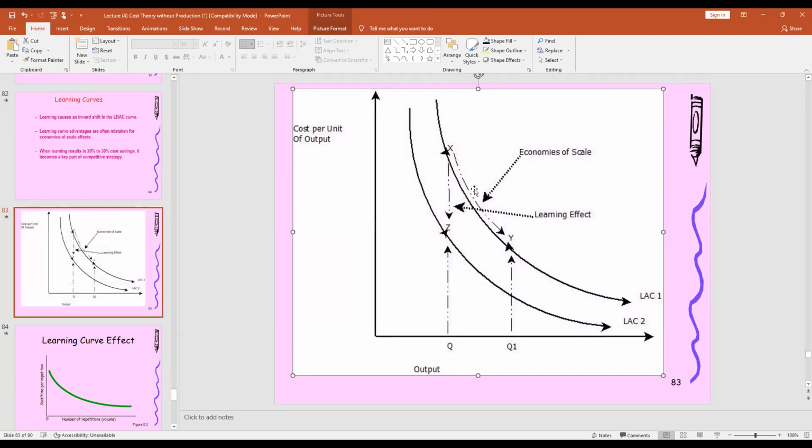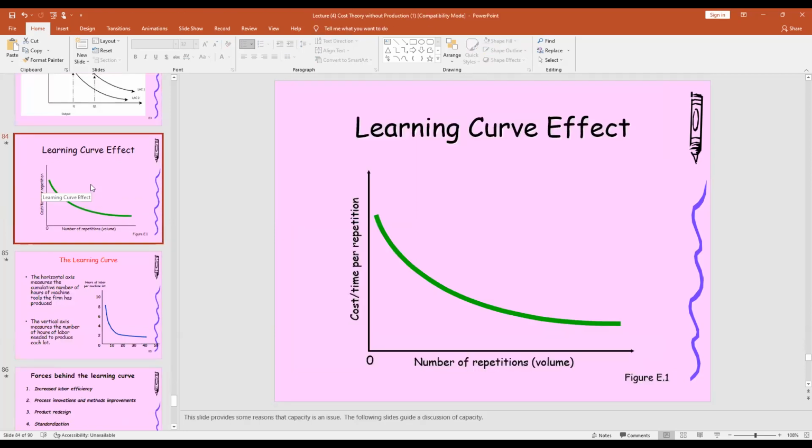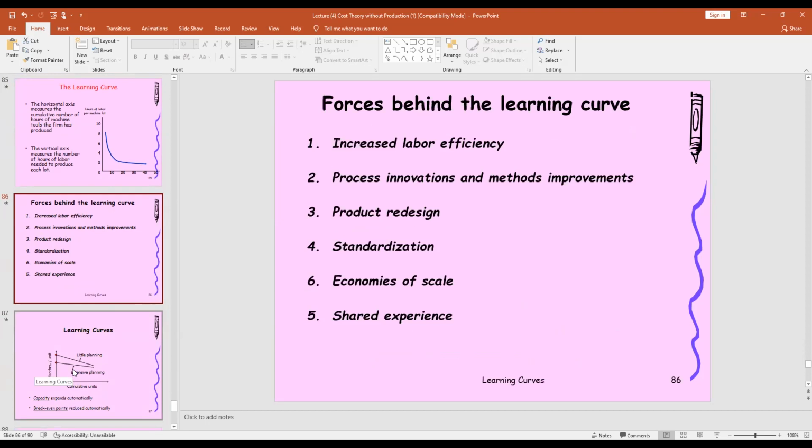Economies of scale is explained here. But the learning curve, because of the learning effect, can shift the cost curve to the left. So here also explains a similar situation. When you have a learning curve, you will have a flatter AC curve. Flatter is going like this. So this is the learning curve situation. What are the forces behind the learning curve? Increased labor efficiency. Process innovation and method improvement will be happening.